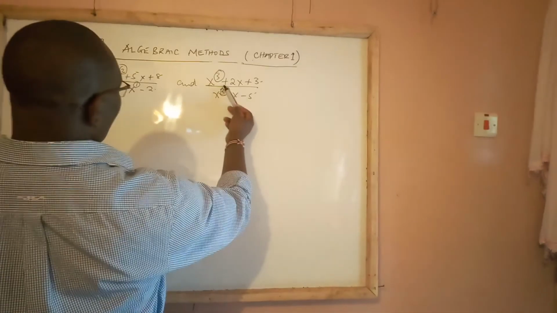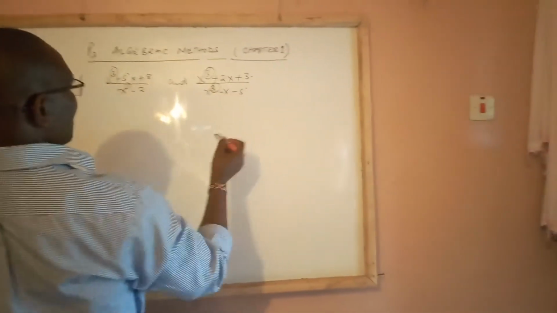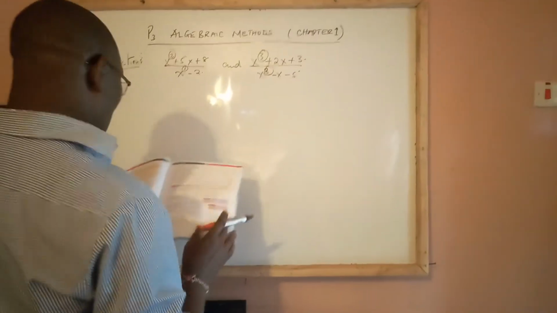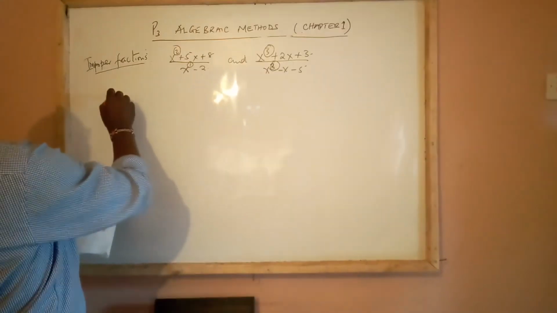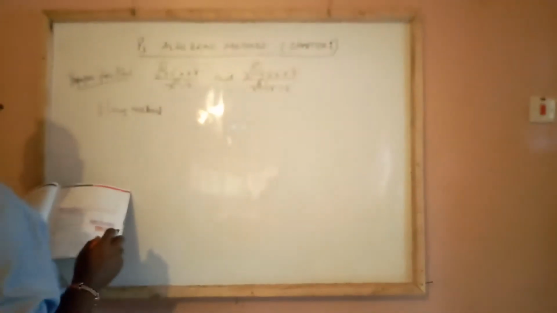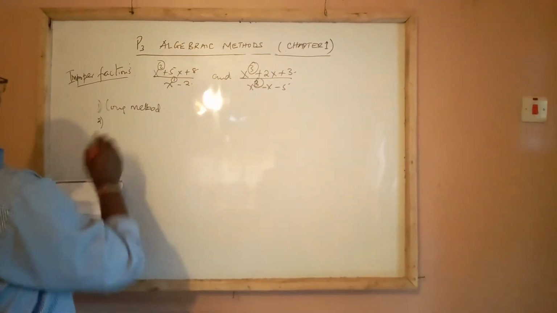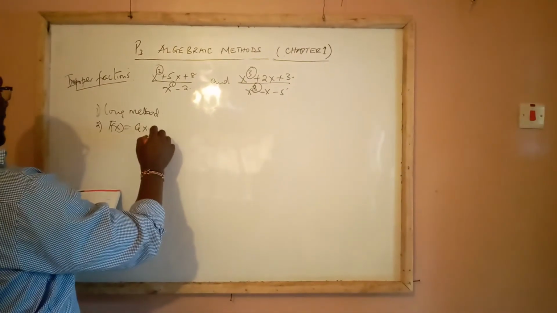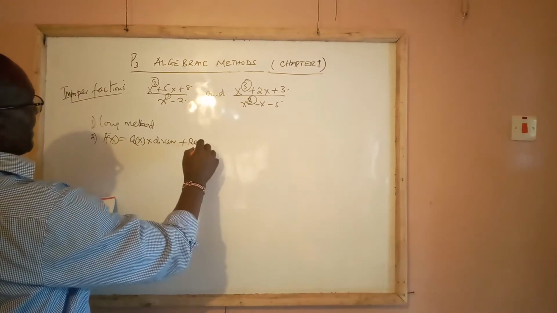If you look at x cubed plus 2x plus 3 all over x cubed minus x minus 5, 3 is equal to 3, that means that is also an improper fraction. To convert an improper fraction into a mixed number, you can use two methods. One, you can use the long division method, and we are going to see how. Number two, we can use the relationship f(x) equals q(x) times the divisor plus the remainder.